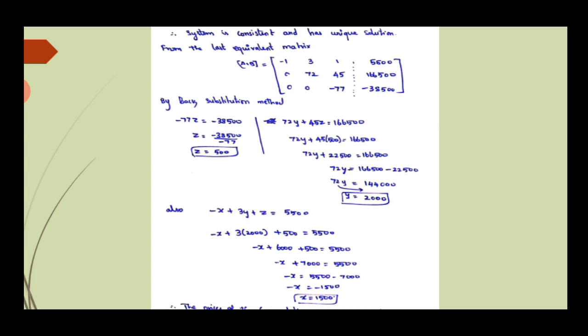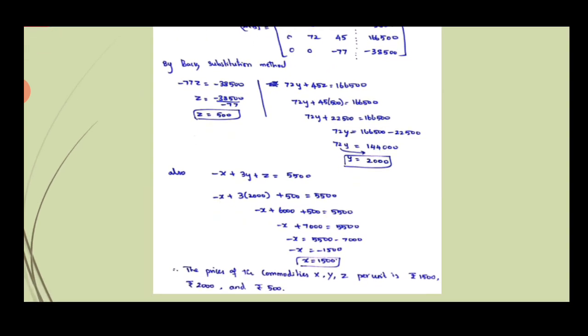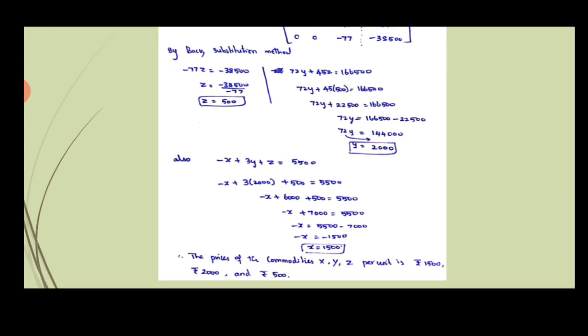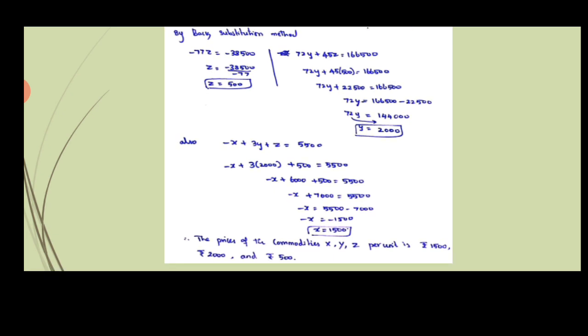And now the first row in the AB matrix I am transforming as an equation. So minus x plus 3y plus z equal to 5500. In this also I am going to apply the y and z values. By applying and solving, I get the value x equal to 1500. So I got the values for x, y and z. Therefore the prices of the commodities X, Y and Z per unit are rupees 1,500, rupees 2000 and rupees 500.